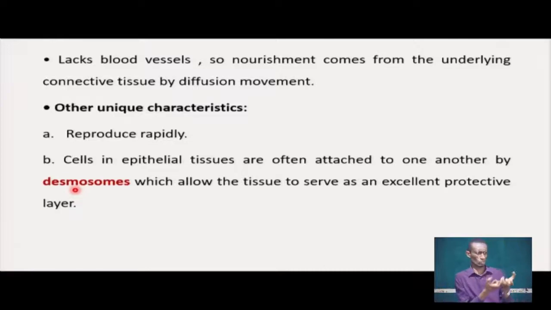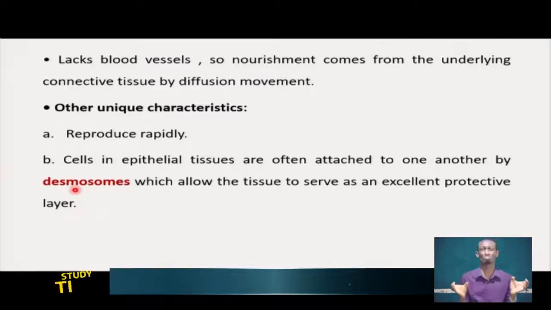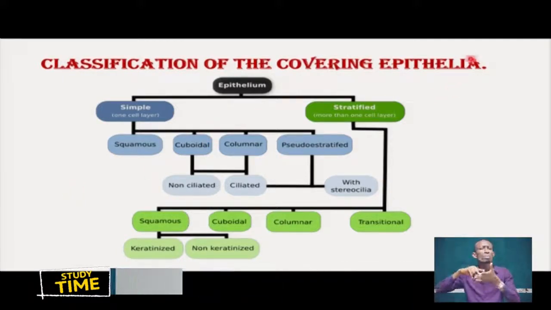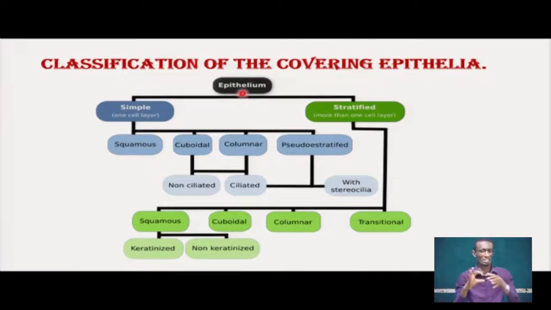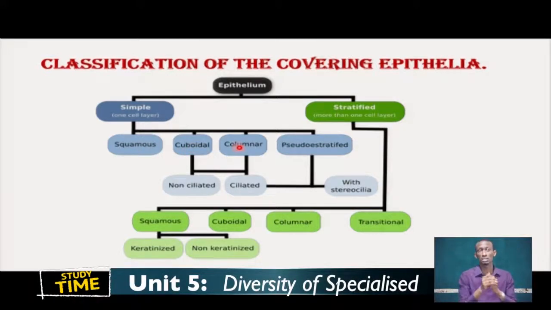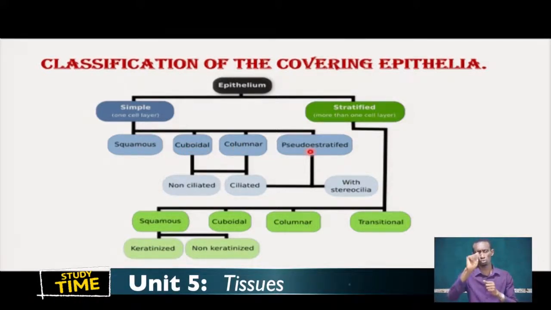Because remember, a tissue is a group of cells. Now, let us talk about classification of covering epithelium. Here you can see we have epithelium, which is divided into simple epithelium and stratified epithelium. When we talk about simple epithelium, we have what we call squamous, cuboidal, columnar, and pseudo-stratified.